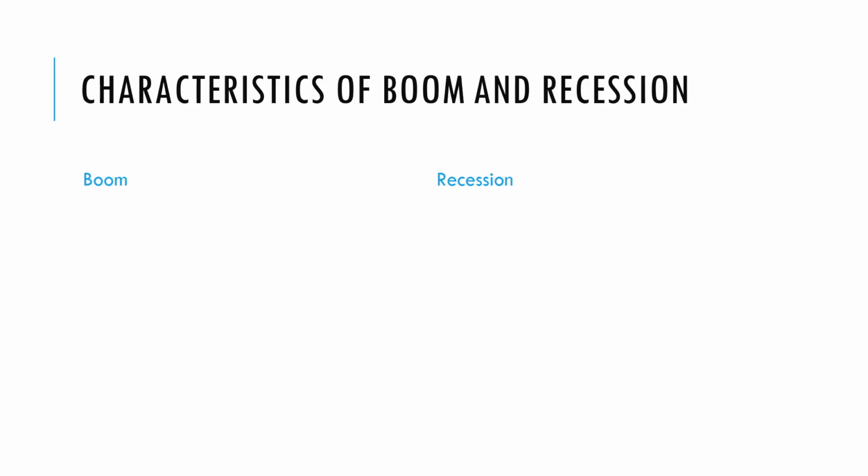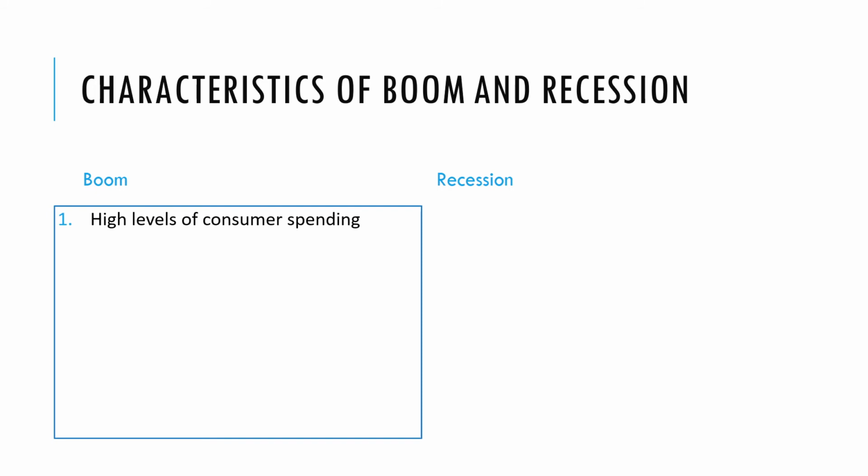So let's start off with a boom. What would we be expecting to happen during the boom period of the trade cycle? Well, if GDP is high and national income is high, we'd expect there to be a high level of consumer spending. As a result, businesses should be quite confident about the future prospects for the economy, confident in terms of investment decisions. So we will see rising profits for businesses and investment.